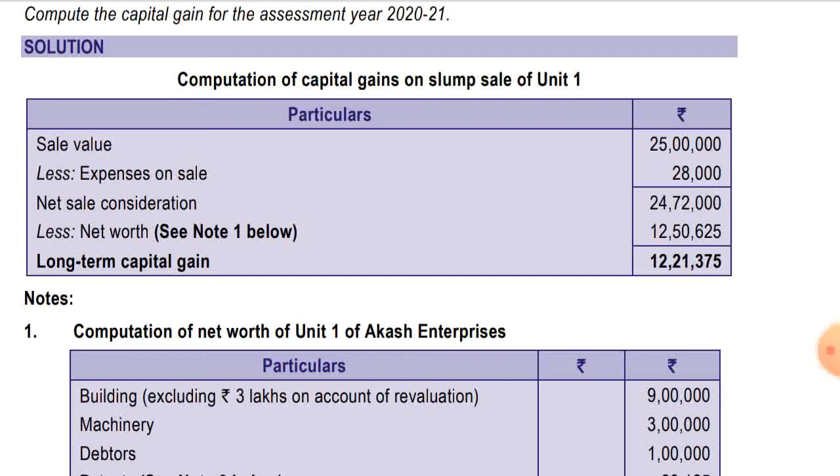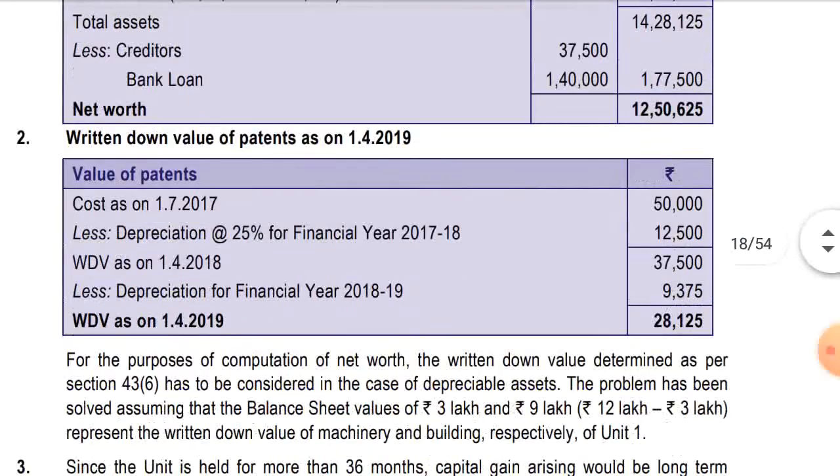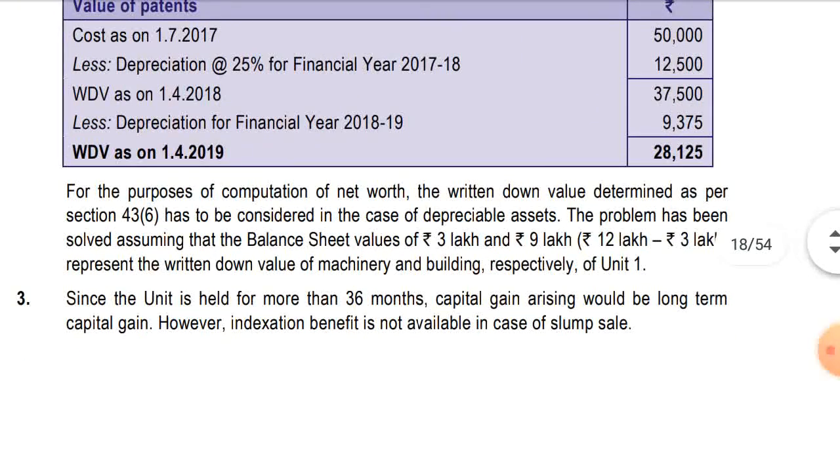Okay, as we all know, for computing of assets in case of slump sale, 36 months will be considered for computation of long term capital gain. So let's see now. For the purpose of computation of net worth, the written down value determined as per section 43(6) has to be considered in case of depreciable assets. They have taken accordingly. The problem has been solved assuming that the balance sheet values of 3 lakhs and 9 lakhs, 12 lakh minus 3 lakh, as I told you, represent the WDV of the machinery and building respectively of unit 1.